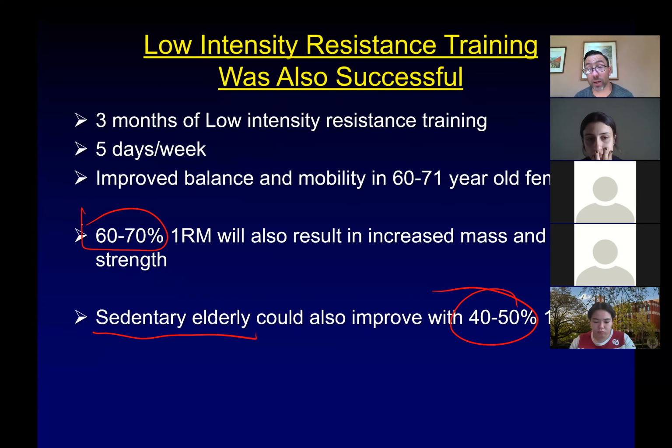Like, oh, this is lighter weight at 60 to 70%. It's not really that light. You're still kind of on the bottom end of what we would recommend for regular people, but 40, 50% doing anything in these older adults is really, really, really beneficial. Really beneficial.